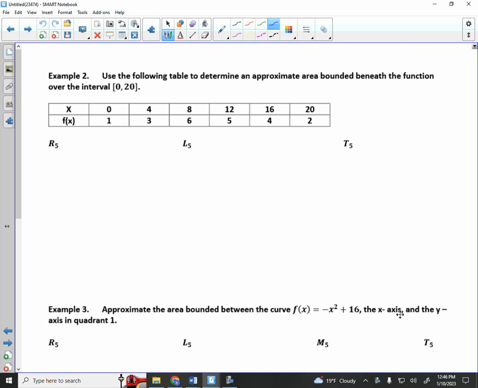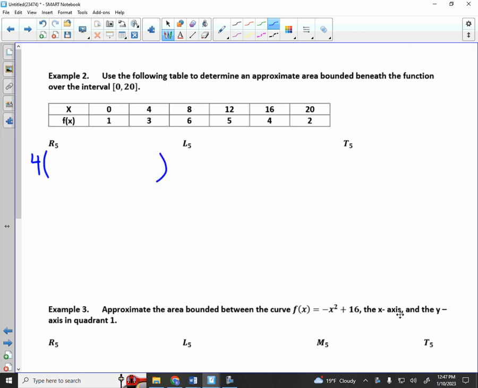Okay, let's just talk about what we did yesterday real quick. This says use the following table to determine an approximate area bounded beneath the function over the interval 0 to 20. What does R sub 5 mean? Right-hand sum, 5 rectangles. If I'm going from 0 to 20 and I'm dividing it up into 5 rectangles, what's the width of each rectangle? 4.